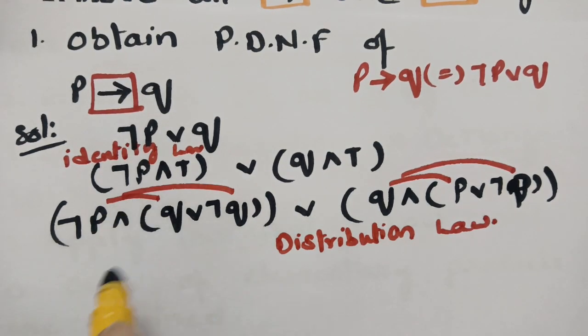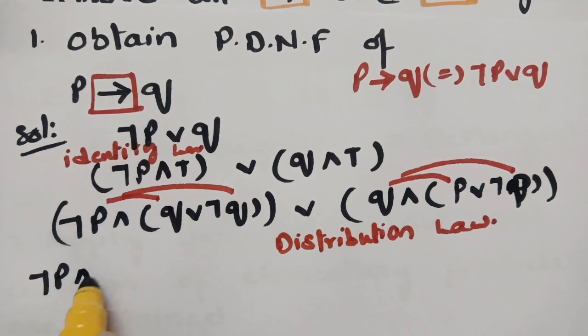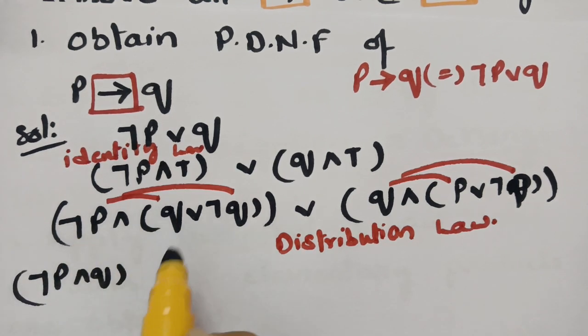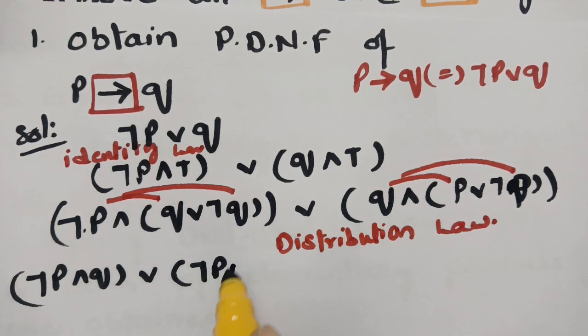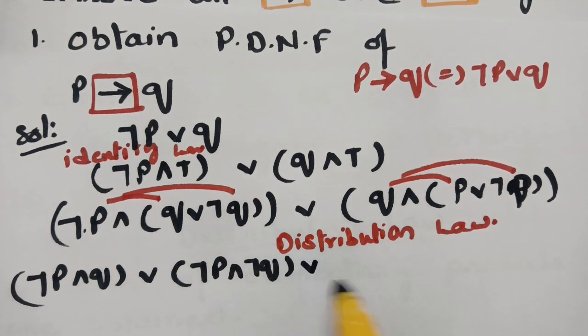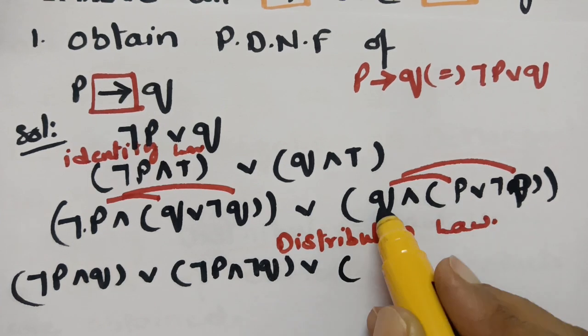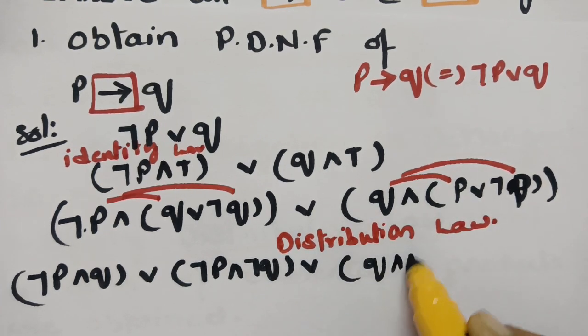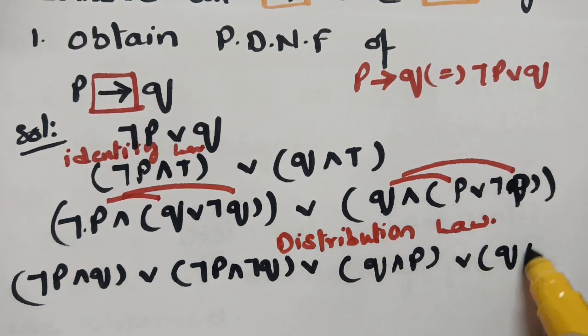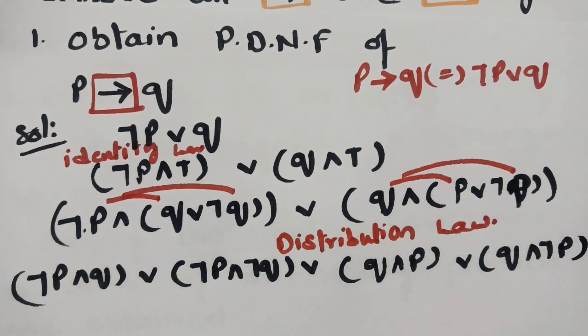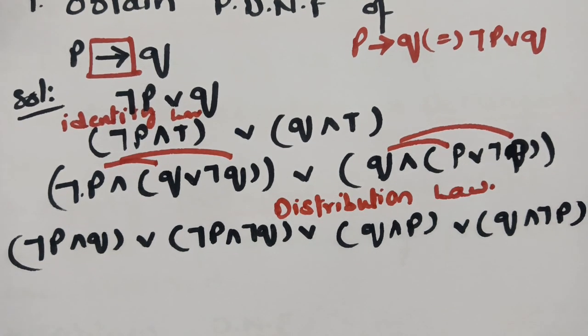And next one, I am going to distribute this negation P and Q. See here, negation P and Q, or negation P and negation Q. Clear? Or, and again, if I give Q to this one, that is Q and P, or, and this Q to negation P, that is Q and negation P. Clear? And if you see, all these are the minterms.